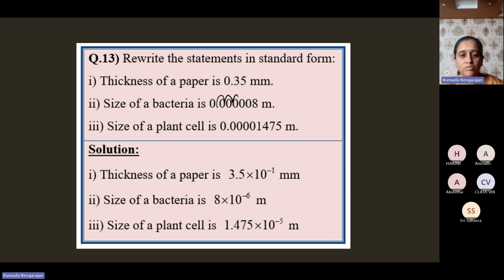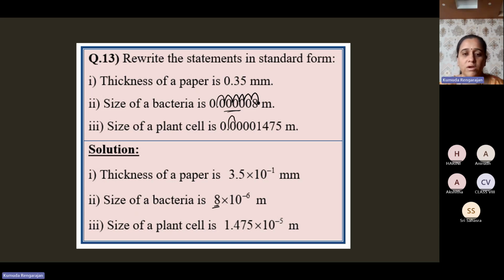1, 2, 3, 4, 5, 6. Then the number becomes 8. But the number here is small, it's just 0 point something. You've increased its value to 8, no? So negative power. So by how many places did you shift the decimal point? 1, 2, 3, 4, 5, 6. So 10 to the power minus 6.